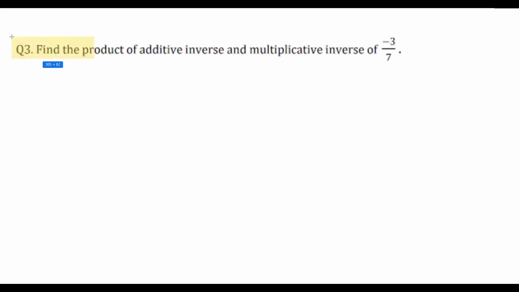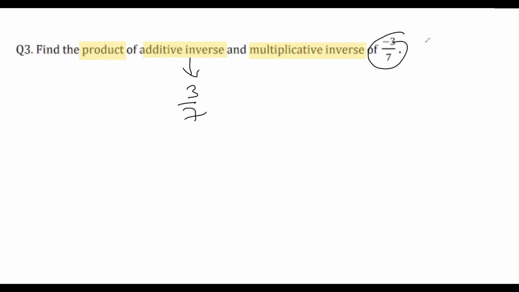The third question is to find the product of additive inverse and multiplicative inverse of this. So we have to get the product of the additive inverse and multiplicative inverse of this number. If this is the number, what is its additive inverse? The additive inverse of any number is the same number with opposite sign, the negative of a number. So I can say that the additive inverse of this number is positive 3 over 7.